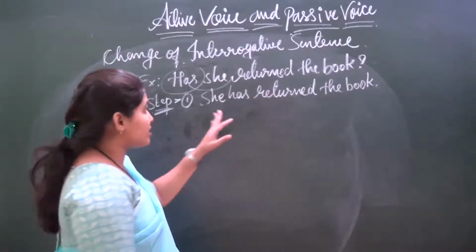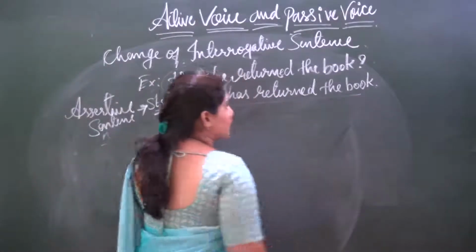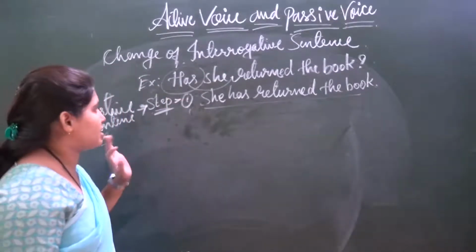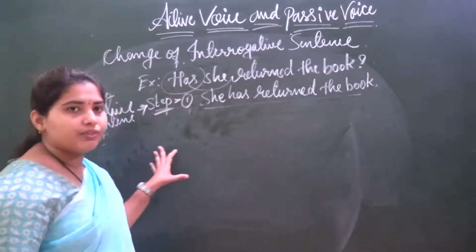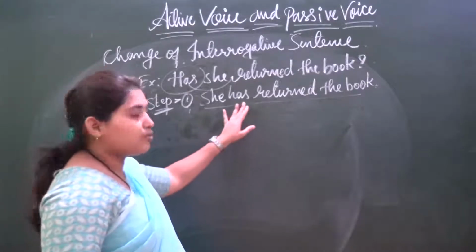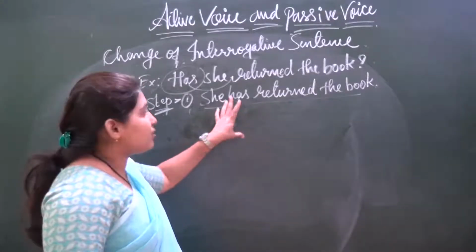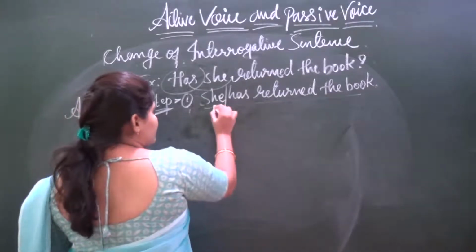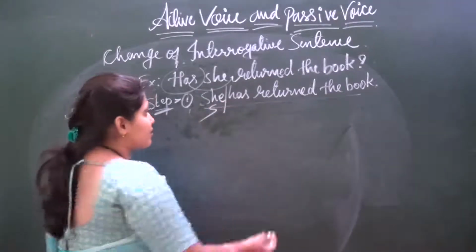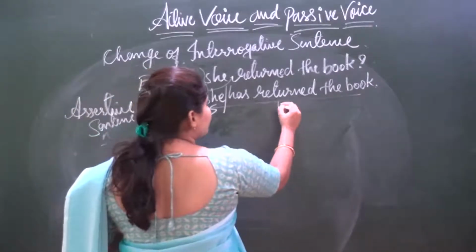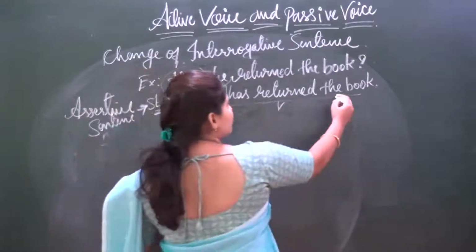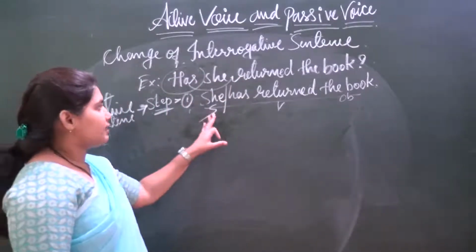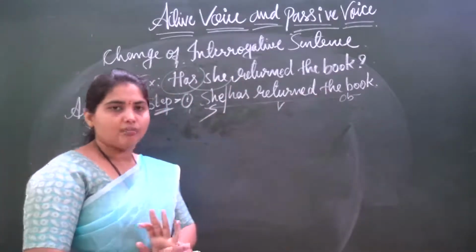And afterwards, this sentence you have to change into active or passive voice. How will you change it? First and foremost, you have to observe and find out the subject, verb, and the object. Now, see, this is the subject. Of course, she is the subject. Returned is the verb, right? The book is the object. Okay, subject, verb, and the object.